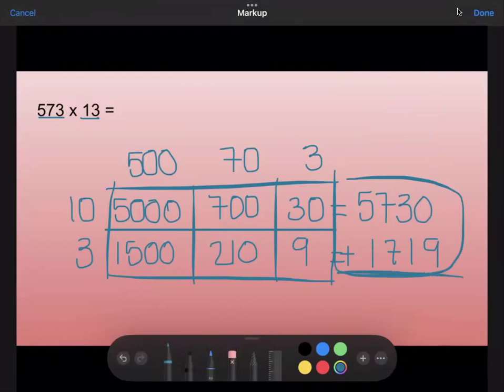So I'm going to go ahead and do that. 0 plus 9 is 9. 1 plus 3 is 4. 7 plus 7 is 14. And then 1, 5, and 1 is 7. So my final answer to this would be 7,449.